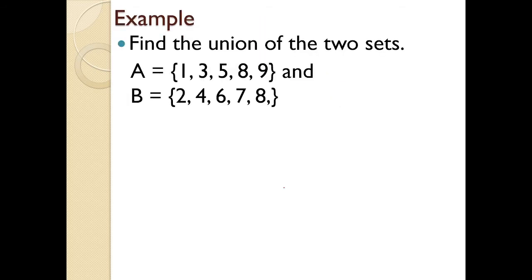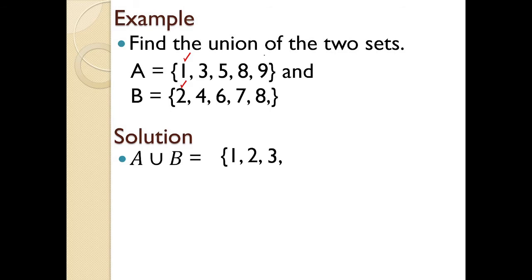Let's have examples now. Let's find the union of A and B. Let's start with the smallest number. What's the smallest number there? 1. List the number 1. What is next to 1? 2. Next to 2, 3. Next to 3, 4. Next to 4, 5. Next to 5, 6. Next to 6, 7.